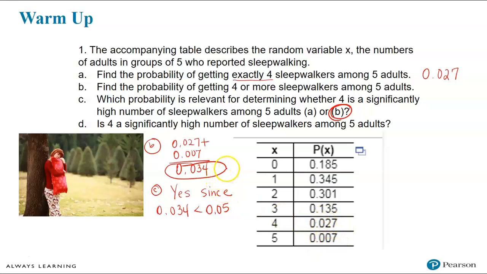Which probability is more relevant? We discussed last video about how we're not so much concerned about what happens at one particular value as we are at like 4 or more or 1 or less, that type of thing. Is 4 a significantly high number of sleepwalkers among 5 adults? If you look at that, it would be considered significantly high because for comparison purposes, we want to consider the probability, and generally if it's less than 0.05, we consider that to be significant.